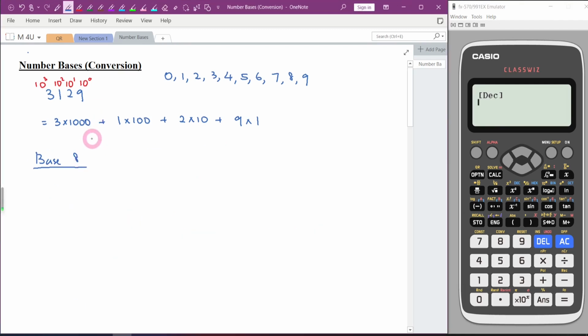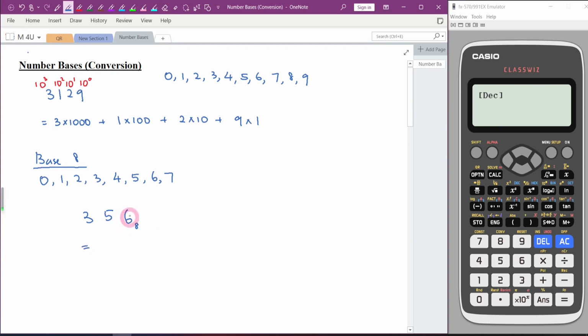Okay, let me show you some other bases. Now let's try base 8. For base 8, there are only 8 digits we can use, which are 0, 1, 2, 3, 4, 5, 6, 7. Let me give you a number and then we try to convert it to a number in base 10. 356. Since this is in base 8, I'm going to write a small 8 over here to let people know that this is an octal number.